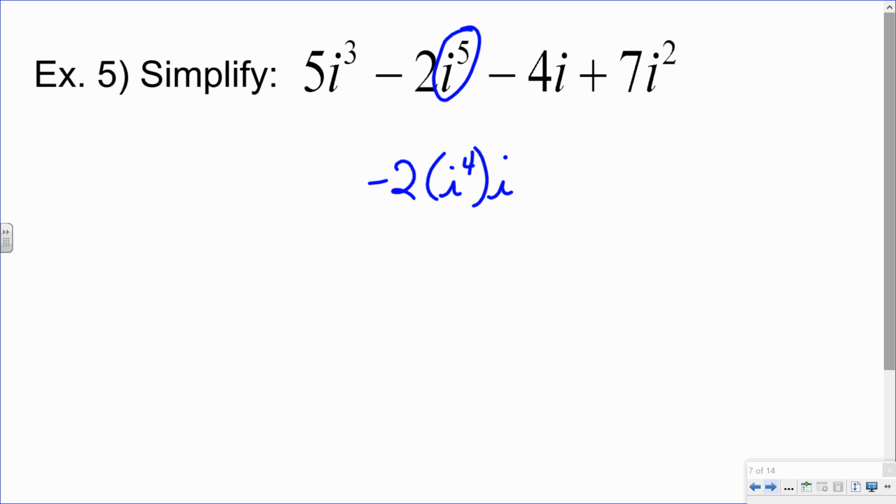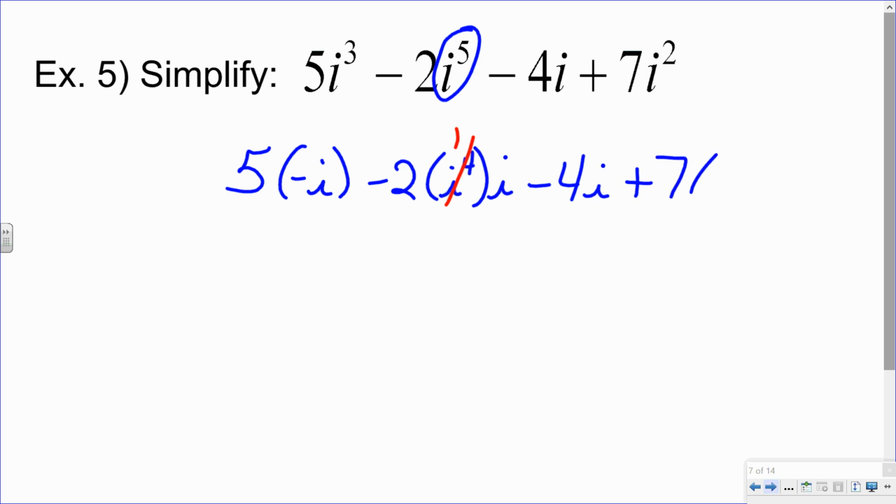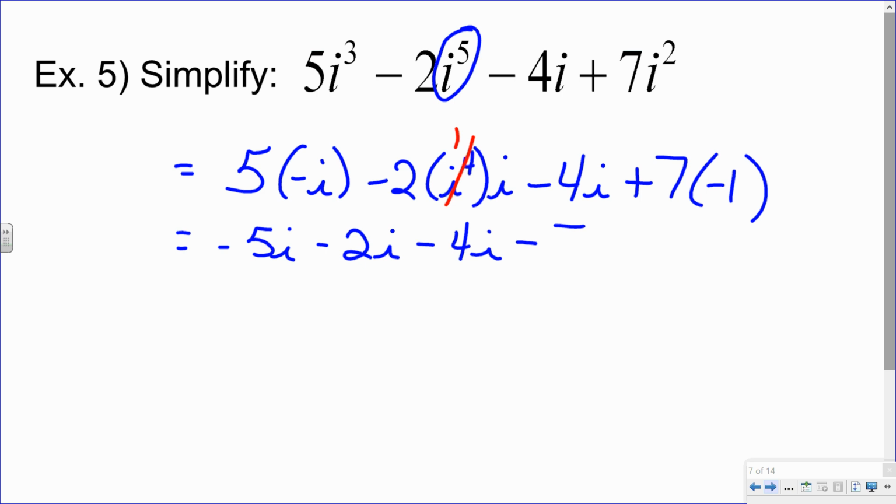Negative i squared is going to be negative 1. So i cubed will be minus i. There we've got it. So we have 5 times minus i right there. Okay, we've got this thing. What's i to the 4th going to be? 1. It's going to be positive 1. So that's going to just be a minus 2i in there for us. And then we have minus 4i. And what was i squared, everybody? So I have minus 5i, minus 2i, minus 4i, minus 7.